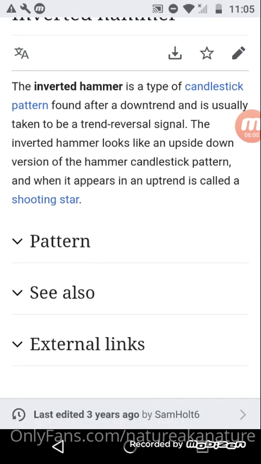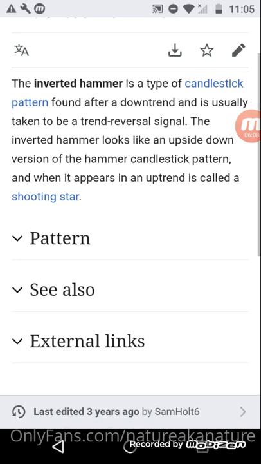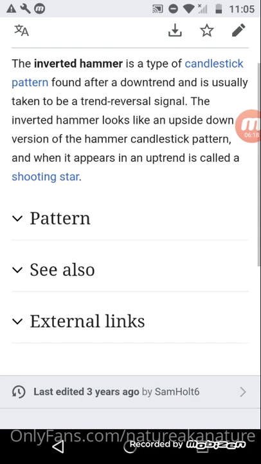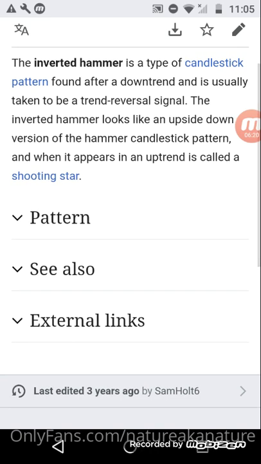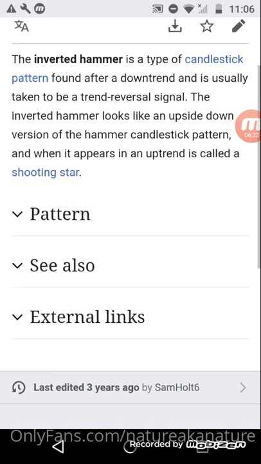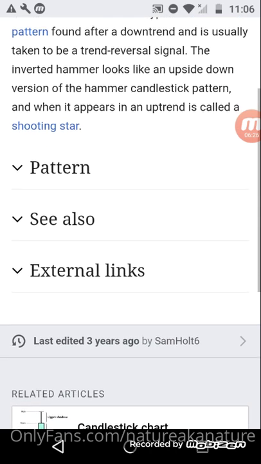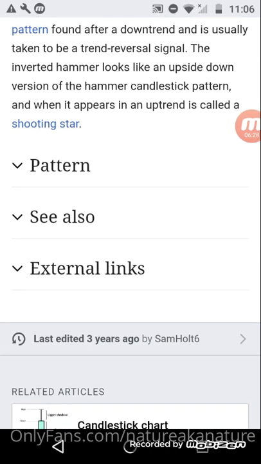And when it appears in an uptrend, it's called a shooting star. You'll usually find this after a downtrend, and it's a trend reversal signal. But you might also find it in an uptrend, which you will. You'll see all these patterns a lot, especially the inverted hammer and shooting star.